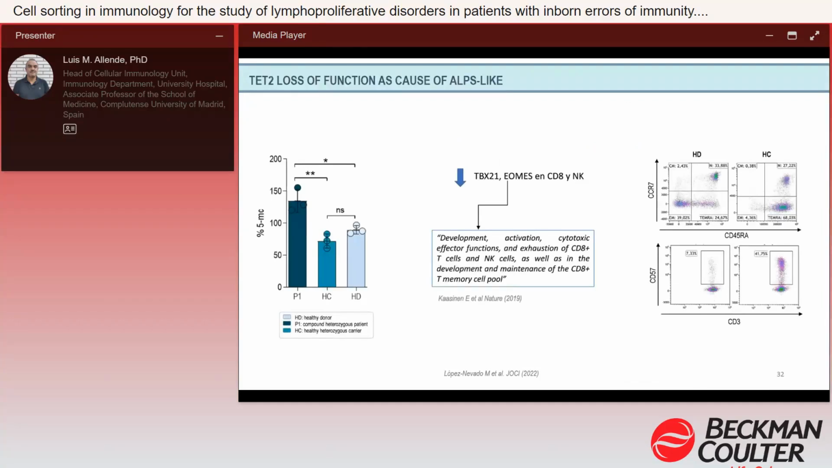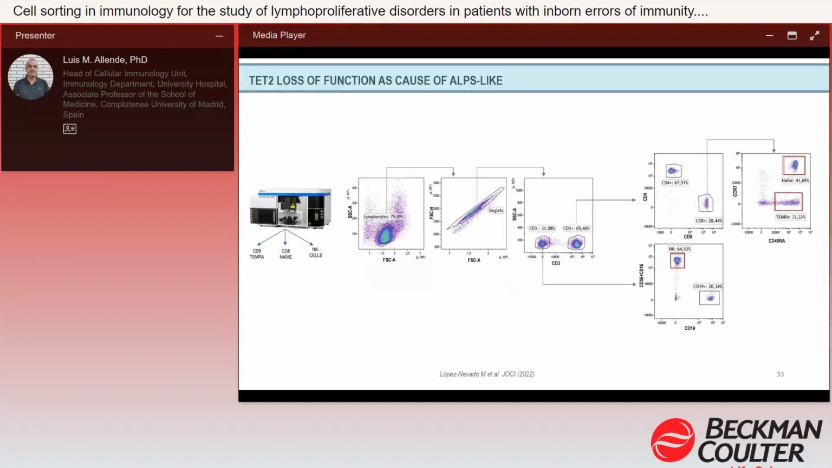Mutations in TET2 are considered a premalignant event, and the co-occurrence with other cumulative mutations can trigger lymphomagenesis. This is the risk that we want to test in the healthy carrier. Furthermore, lower activity of transcription factors involved in development, activation, cytotoxicity, and exhaustion of CD8 T cells and NK cells has been reported in TET2 mutation carriers, maybe implying dysregulation of cytotoxic lymphocyte maturation and function. Here you can see on the right the high level of TEMRA CD8 T cells and the high expression of the senescence marker CD57 in the carrier of the TET2 mutation.